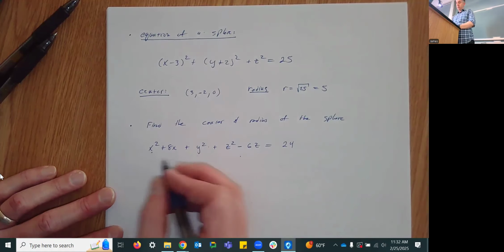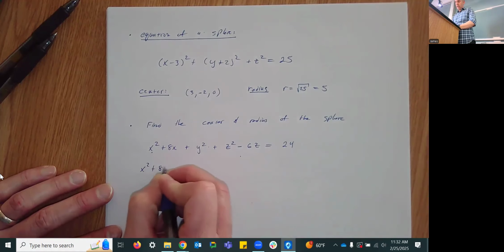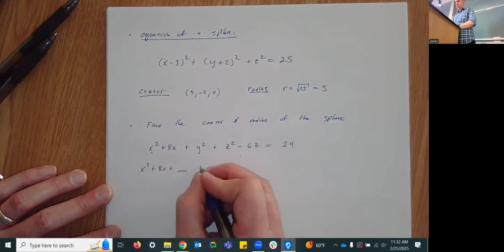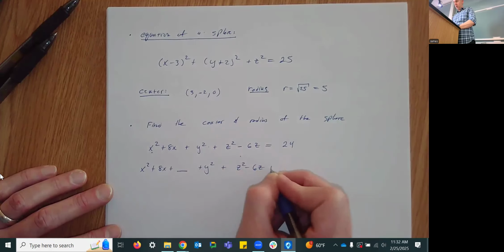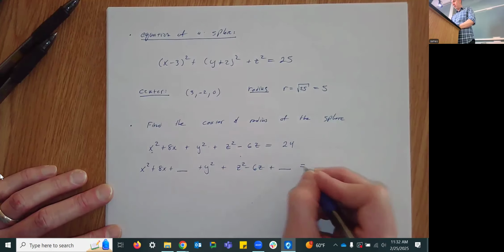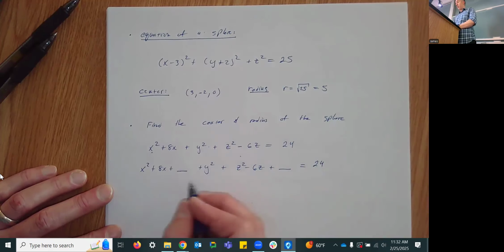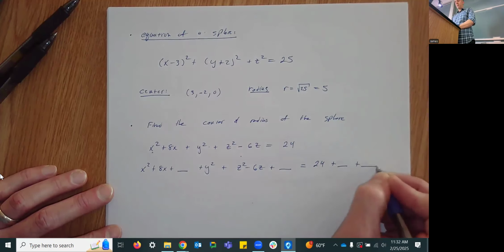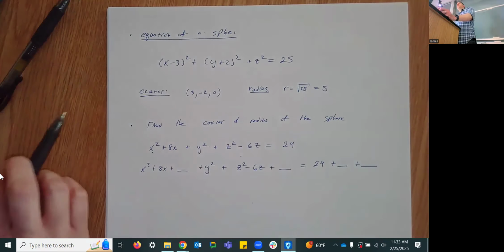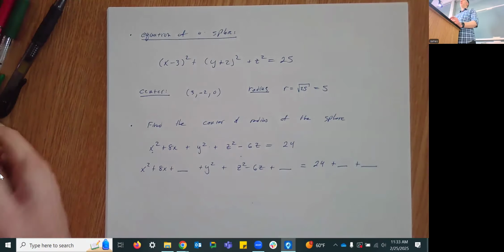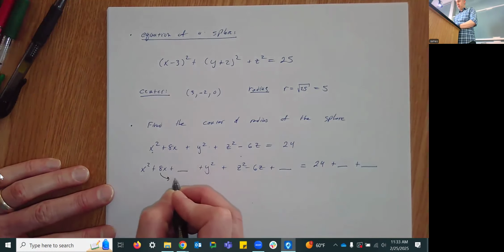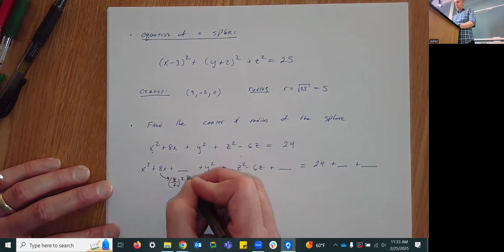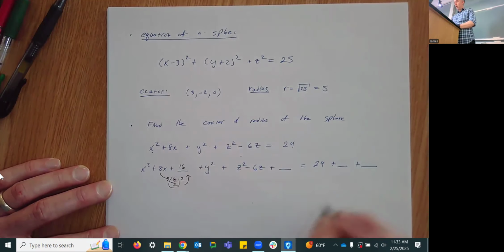So for x squared plus 8x, we're going to rewrite this as x squared plus 8x plus, leaving ourselves some space. y squared is on its own, and then we have z squared minus 6z. We're also going to leave ourselves some space. And on the other side, whatever we add to the left, we're also going to add to the right. What do we add? Well, we add the thing that completes the square. For 8x here, we take the 8, divide it by 2, and square it: 4 squared, that's 16. We're going to add 16 on both sides.